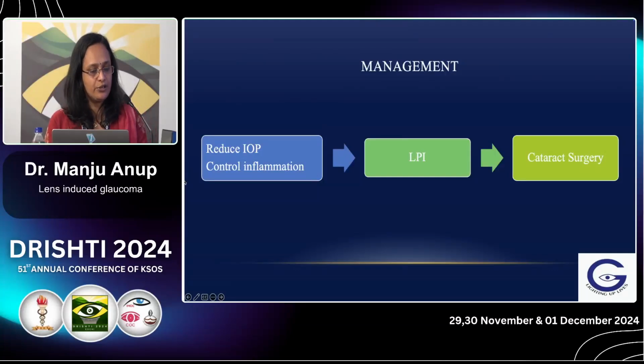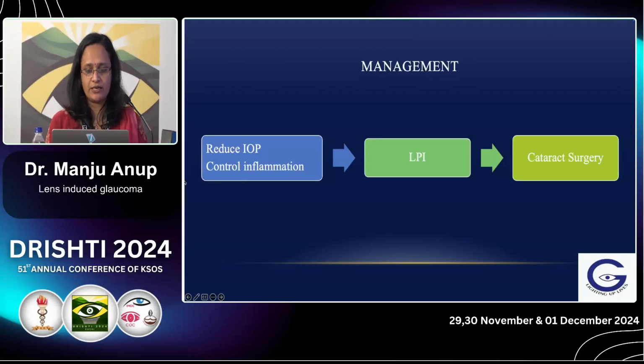Management: reduce the intraocular pressure and control inflammation as the first line, and once you control the IOP and inflammation to some extent, LPI should be tried, and later you may end up doing a cataract surgery. Parasympathomimetic agents should be used with caution since they can precipitate pupillary block. In the fellow eye, you have to do a prophylactic PI if it is an occludable angle. If the IOP is not getting controlled with the medication and after LPI and it is very high, you might need a combined surgery.